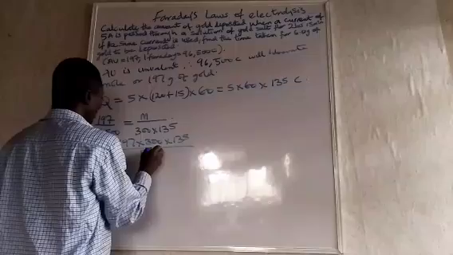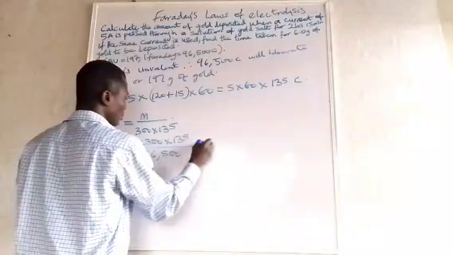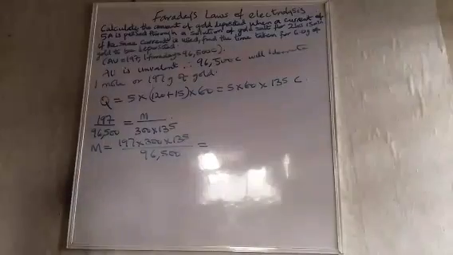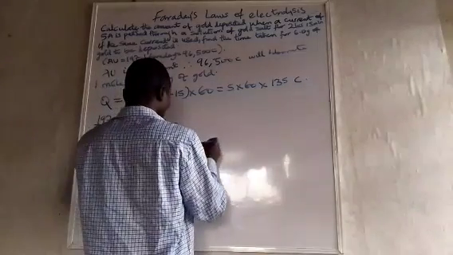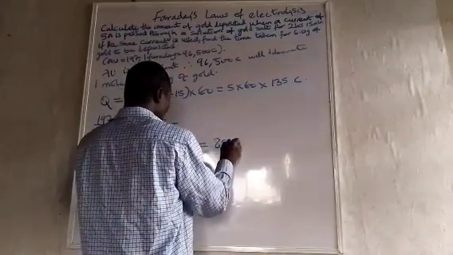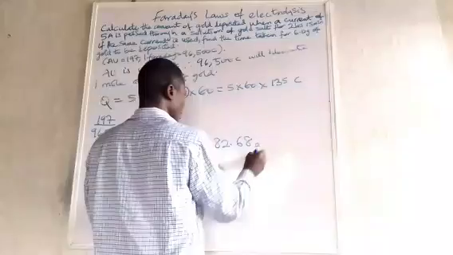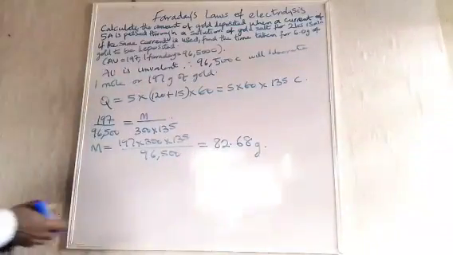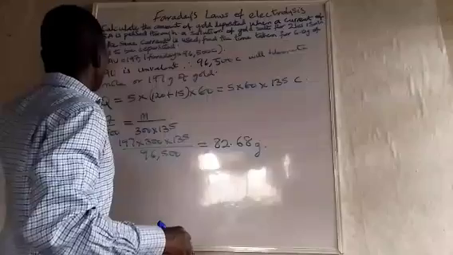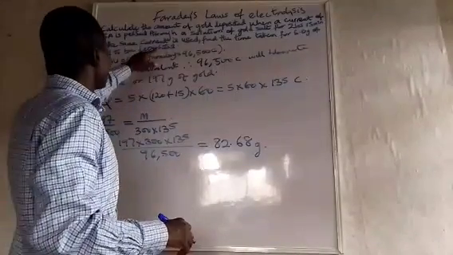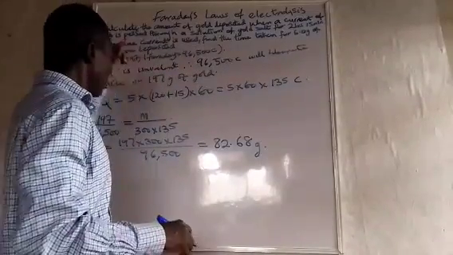over 96500. And let's see. So this is going to give us approximately 82.68 grams. 82.68 grams. We are now asked, if the same current is passed, how long will it give us 6 grams?